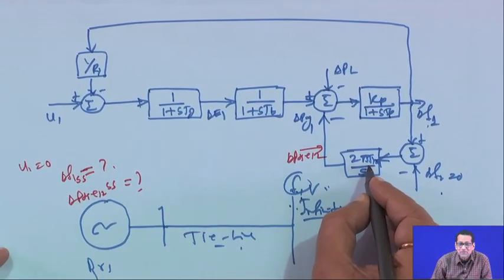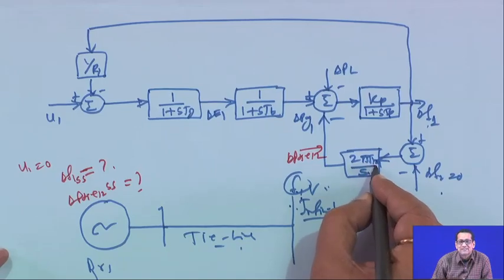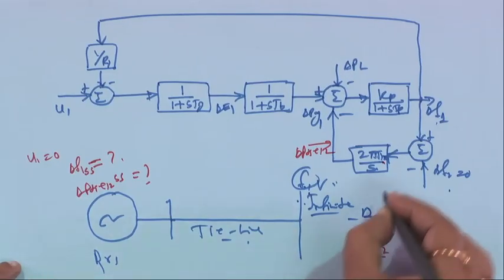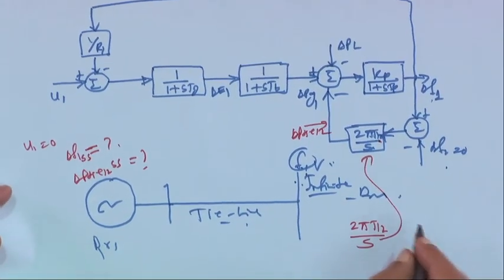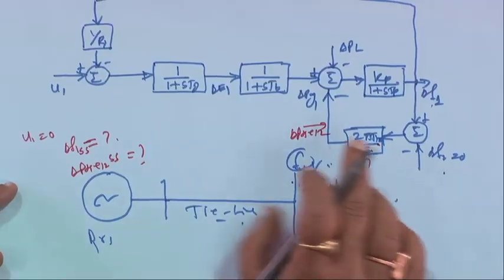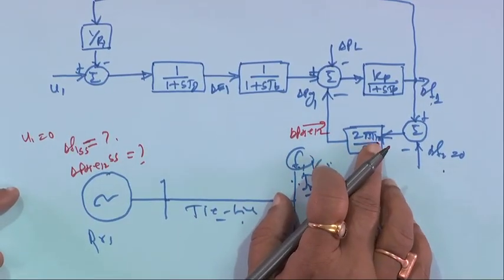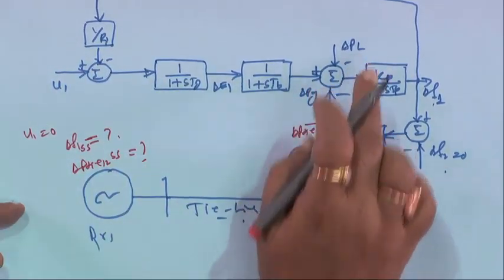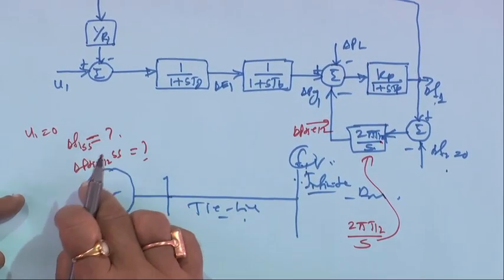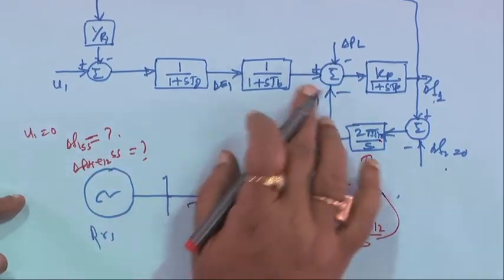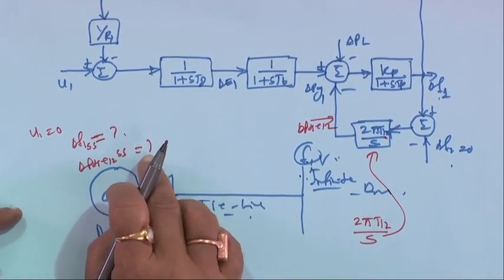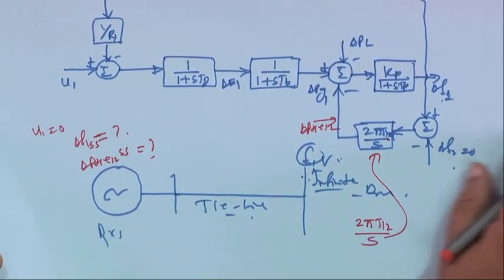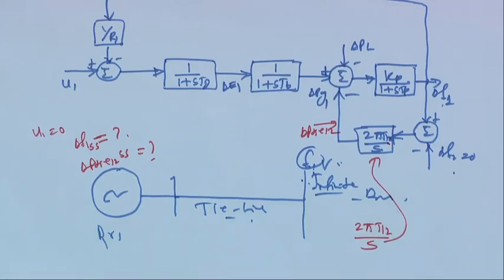And of course in terms of 2 pi T12, the 2 pi T12 term is here also, right? Here it is a little bit clumsy. It is 2 pi T12 divided by S, this block, right? So in terms of 2 pi, T12, Kp, R1 and delta PL, you have to find out what will be the delta F steady state value of frequency for such a system, and what is delta P tie 1 2 steady state for a step load change, for U1 equal to 0. This is an exercise for you, right? So you will do this.